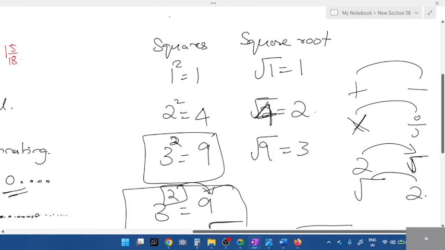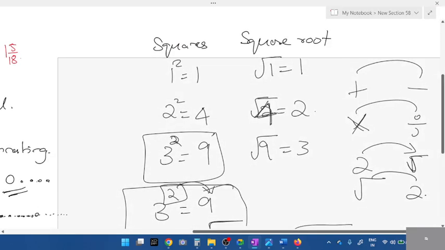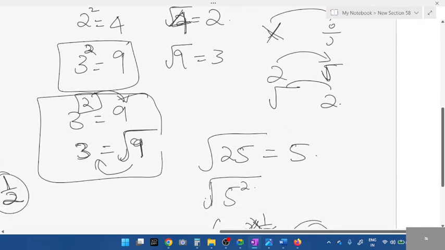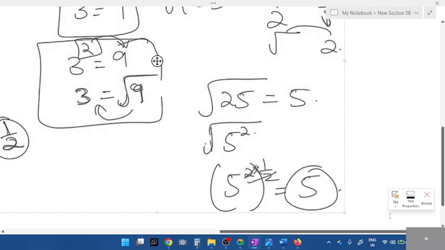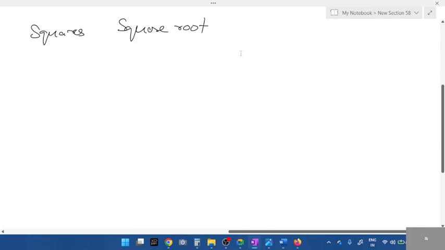Right? So today you'll have to memorize square and square roots of 1 to 20, students. Okay, this is the square and square root concept. Next, even for cube, it's the same. Cube and cube root.